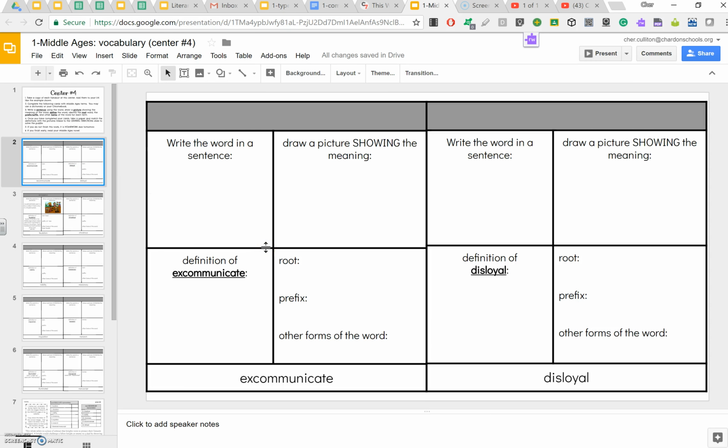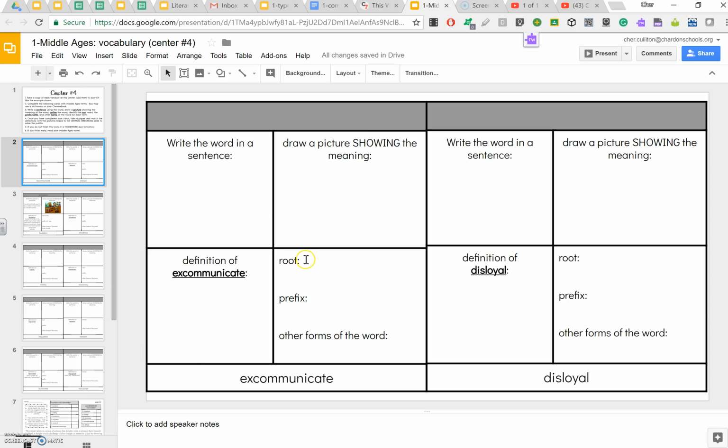And I should have come to your center already and given you excommunicate. Excommunicate is already done as an example to show you what you need to do. You're going to write the word in a sentence. You're going to draw a picture that helps show the meaning of that word. You're going to define it.